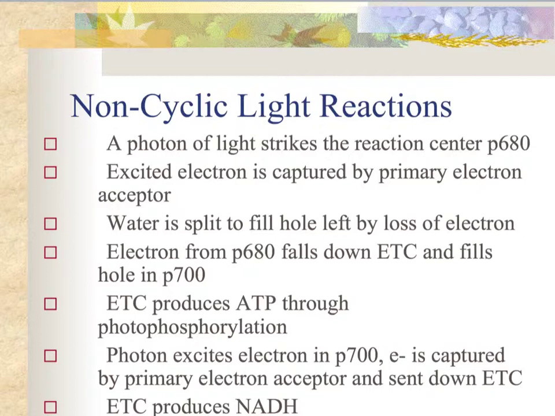And then the electron transport chain produces ATP through photophosphorylation. It's not substrate level phosphorylation like we saw in cellular respiration. This is photophosphorylation because it is caused by the photons striking the P680. The photon also will excite an electron in P700. That electron is captured by the primary electron acceptor and sent down the electron transport chain.